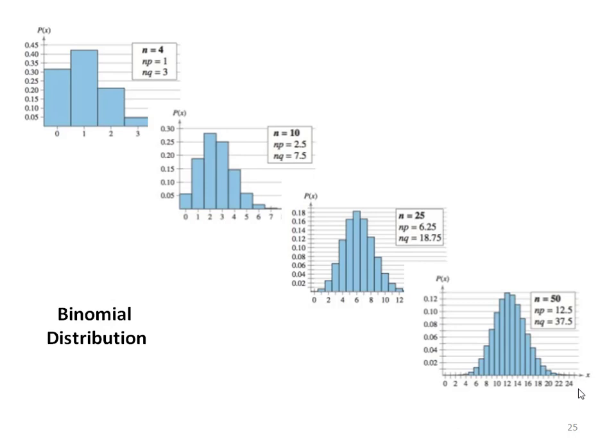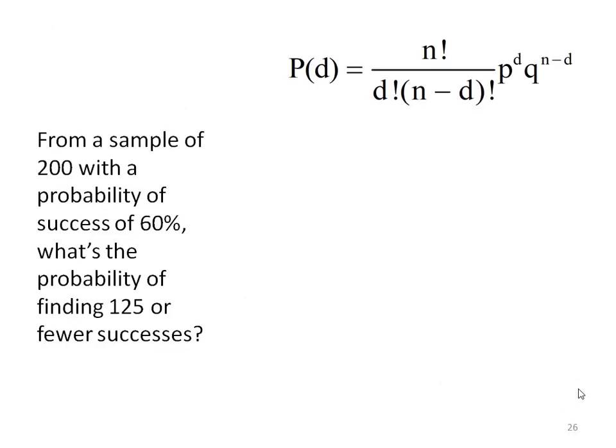So the binomial distribution, indeed, as n climbs, does in fact start to look like a normal distribution, and we want our students to understand that. But when it comes time to work problems, we don't want them calculating some of these things by hand.